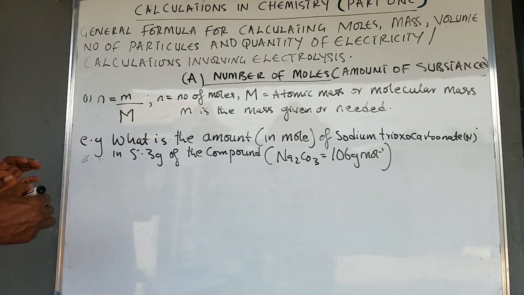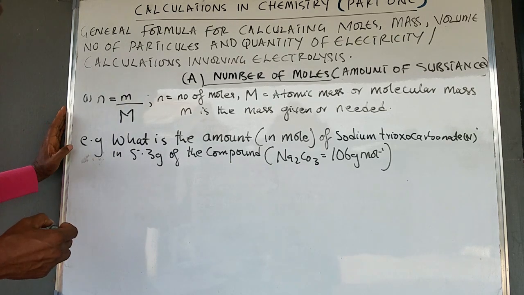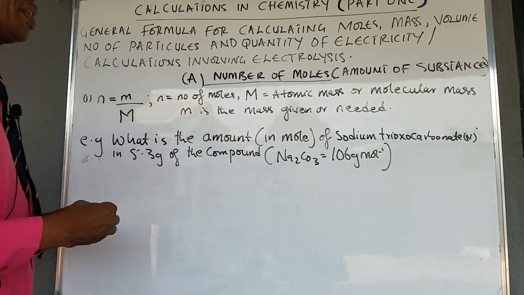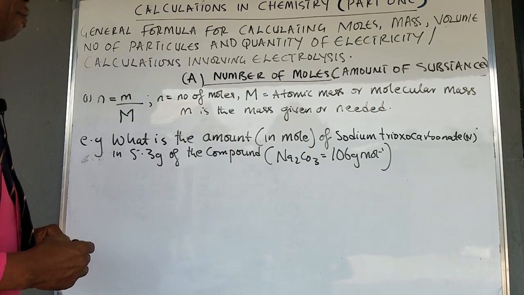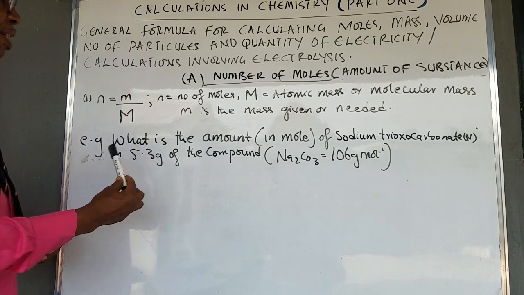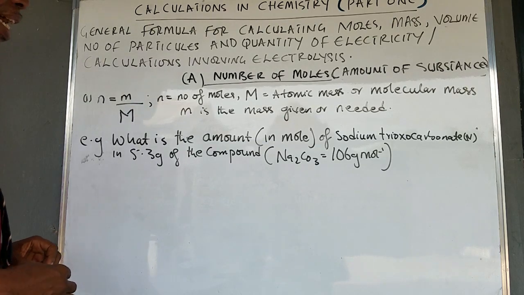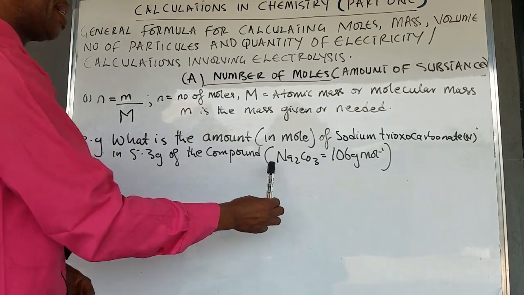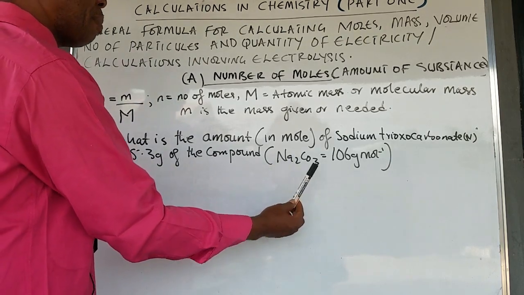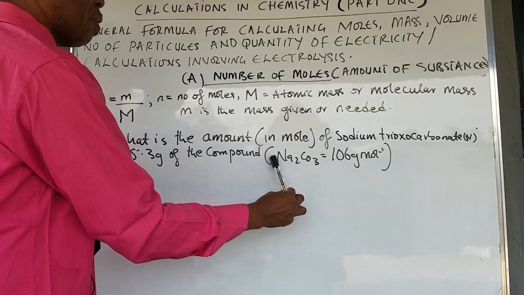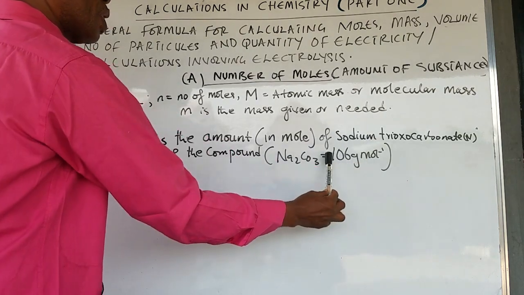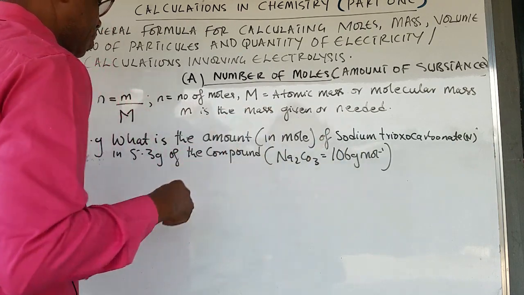Okay, now let's look at one of the SSCE questions. The question says, what is the amount in mole of sodium trioxocarbonate(IV) in 5.3 gram of the compound? And like I said, most often you're given the big M, that is the relative molecular mass. In this case, they gave you the relative molecular mass of this particular substance, which is 106 gram per mole.